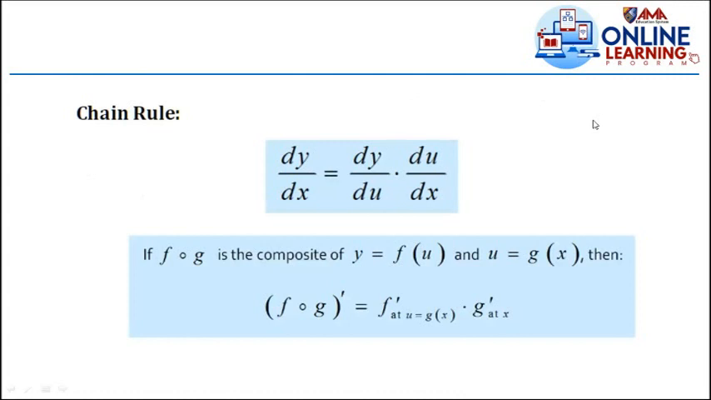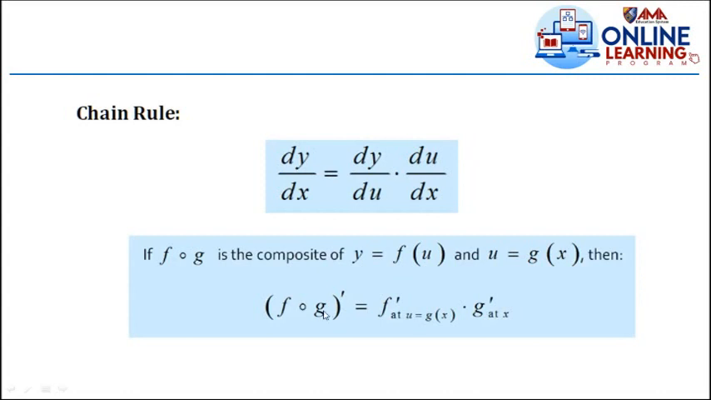So dy/dx is equal to dy/du multiplied by du/dx. If f of g, what we call the composition of functions, the small circle in the middle, it is not multiplication. f of g is the composite of y equals a function of u, and u equals g, which is a function of x.